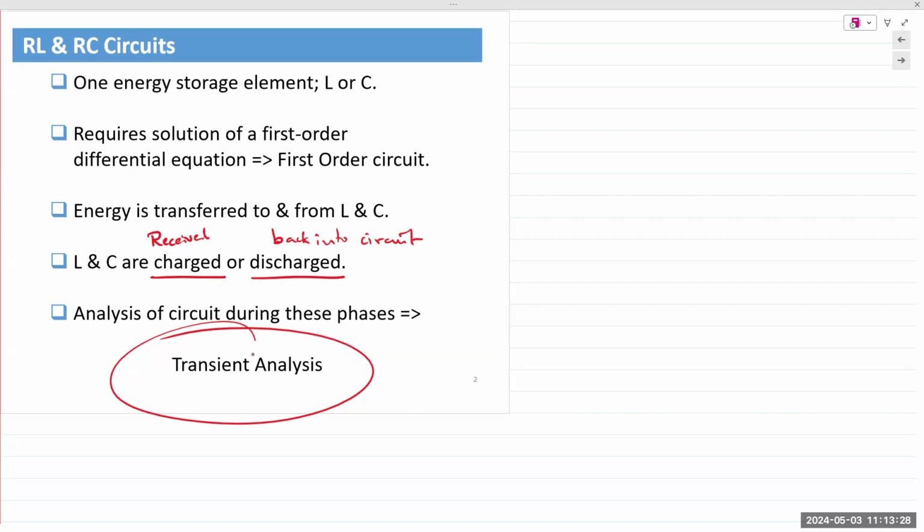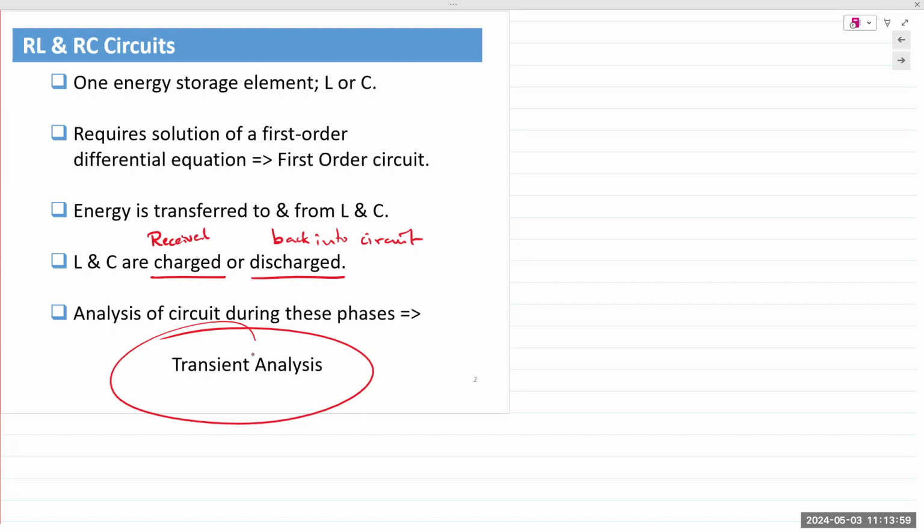If you have one energy storage device, meaning one inductor or one capacitor, it requires the solution of a first order ordinary differential equation. Because it's a first order differential equation, we say it is a first order circuit. If you have 2 energy storage devices, it requires a second order differential equation, so we say it's a second order circuit, and so on and so forth.